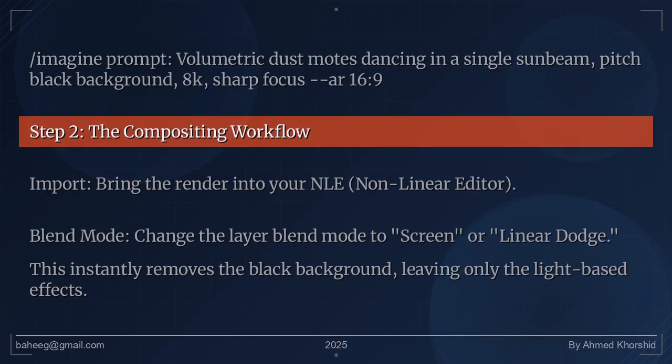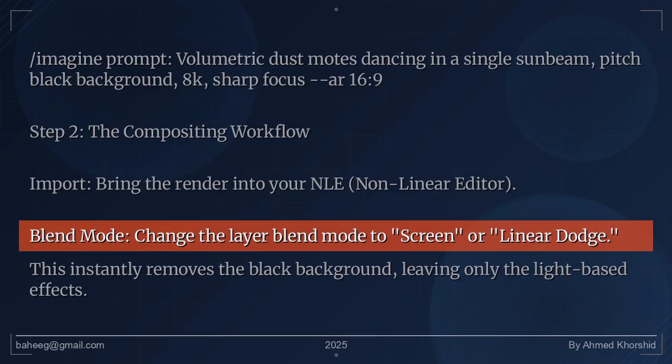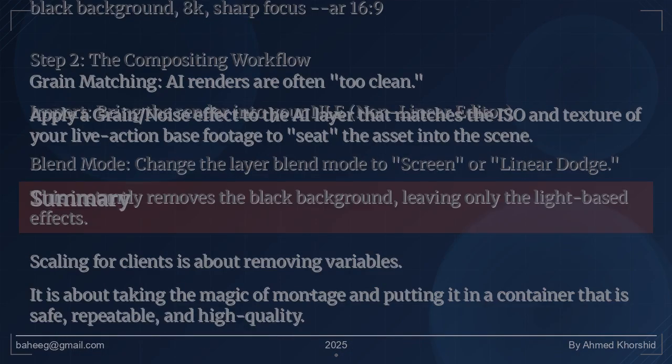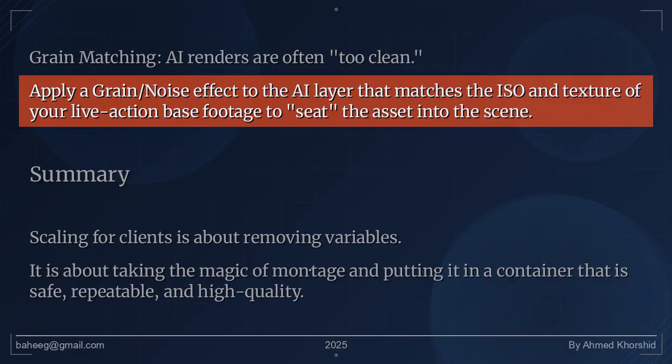Step 2. The compositing workflow. Import: bring the render into your NLE, nonlinear editor. Blend mode: change the layer blend mode to screen or linear dodge. This instantly removes the black background, leaving only the light-based effects. Grain matching: AI renders are often too clean. Apply a grain noise effect to the AI layer that matches the ISO and texture of your live-action base footage to seat the asset into the scene.